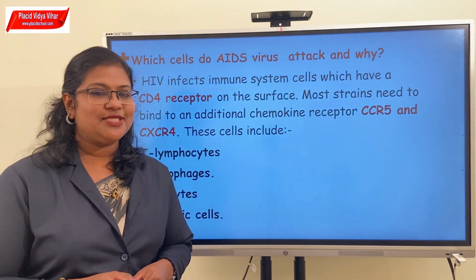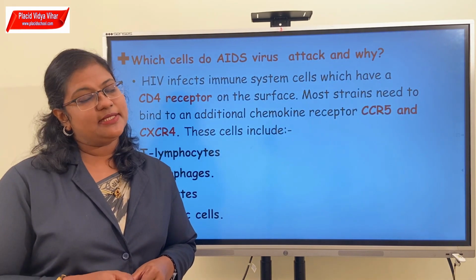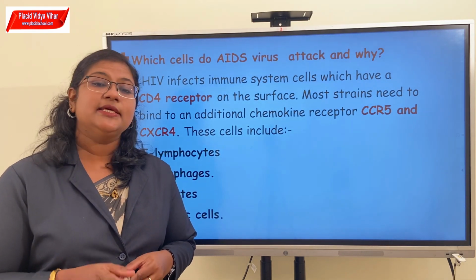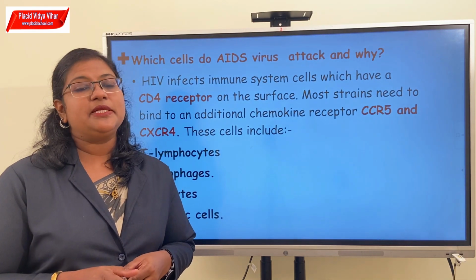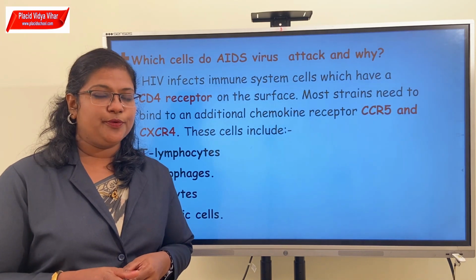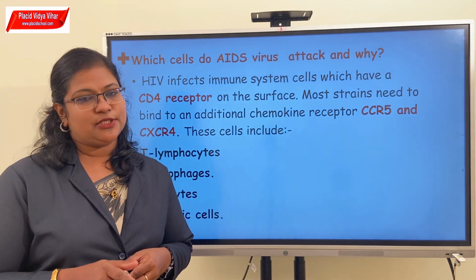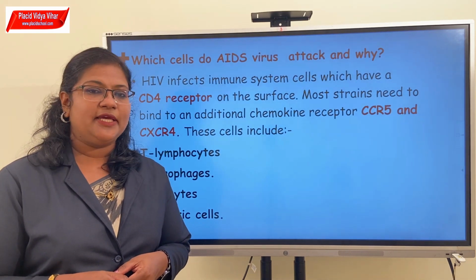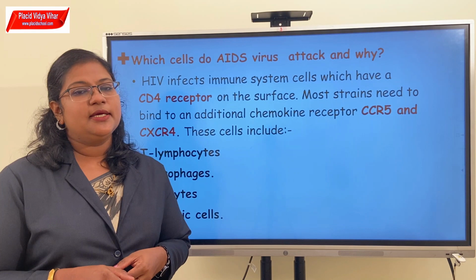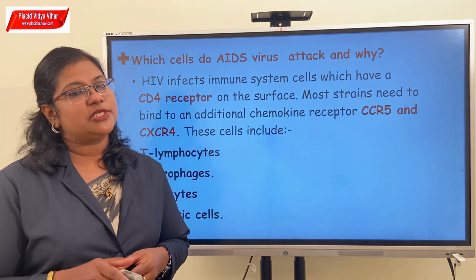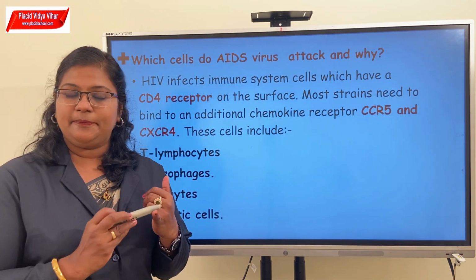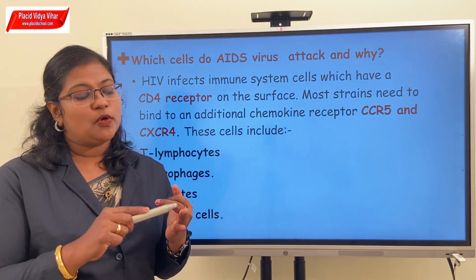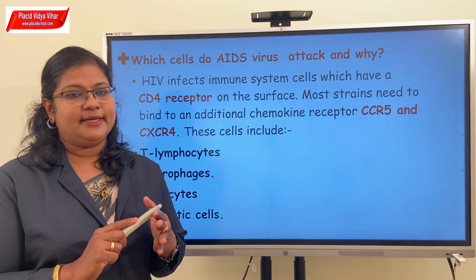Which cells does the AIDS virus survive in? That is another question. This you are already familiar with. AIDS virus will survive in CD4 plus cells. That means those cells which have a glycoprotein called cluster of differentiation 4 along with certain co-receptors which are called CCR5 and CXCR4. The cells in the human body which have these receptors are T helper cells and macrophages. Remember these two as the main cells. Also monocytes and dendritic cells.